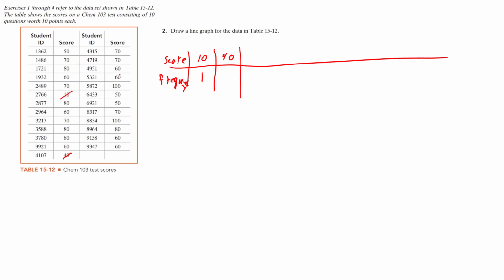There was only one of those as well. And then I saw some 50s. 1, 2, 3. There were 3 of them. And then definitely saw some 60s. 1, 2, 3, 4, 5, 6, 7. 7 60s.